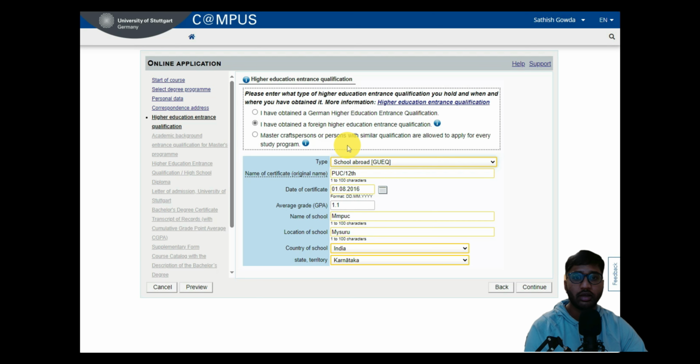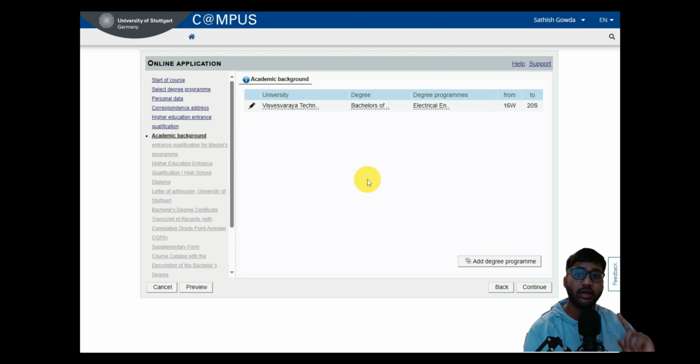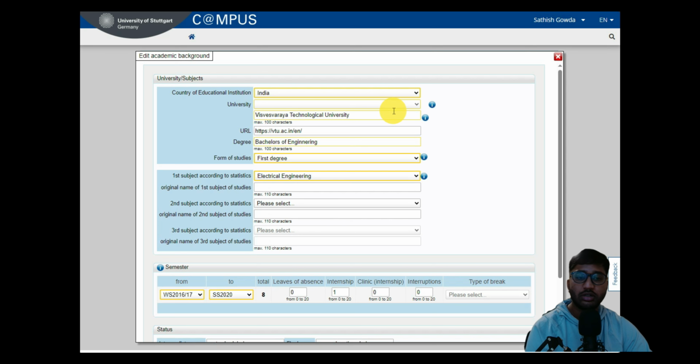Once you have filled in all the higher education entrance qualification, you're good to go. Click on continue. You have filled in the higher education entrance qualification. Now you're filling in the entrance qualification for your master's degree application, which is your academic background, that is, your bachelor's degree. That's the reason you need to give your bachelor's degree details here.